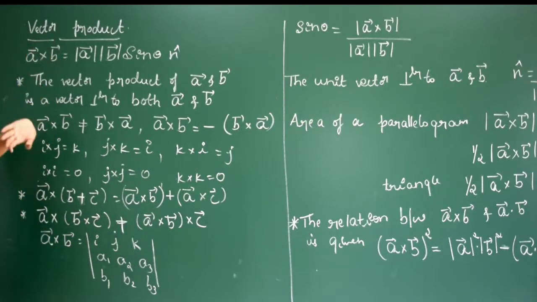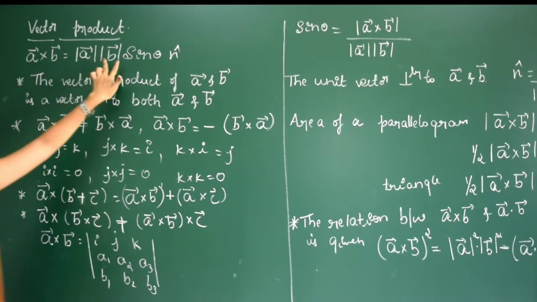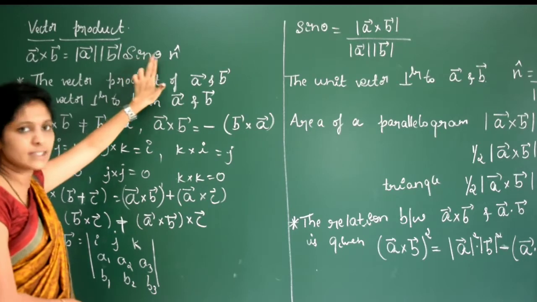See this, vector cross product is defined as a vector cross b vector equals magnitude of a vector, magnitude of b vector, sin theta n cap.